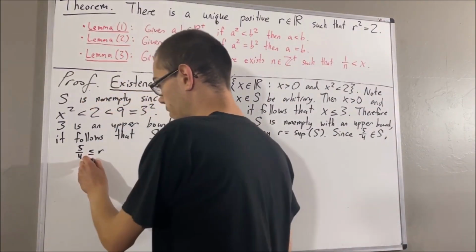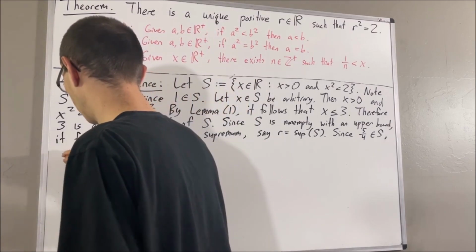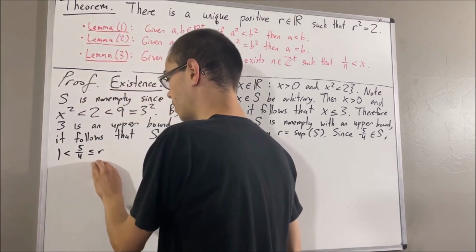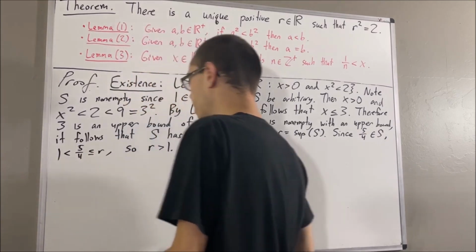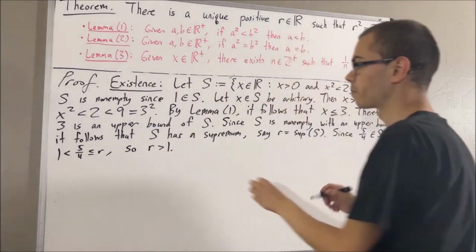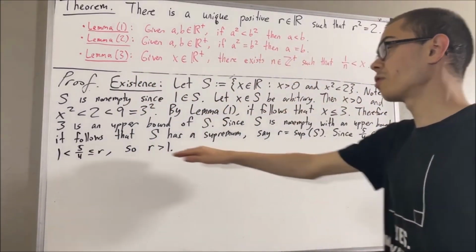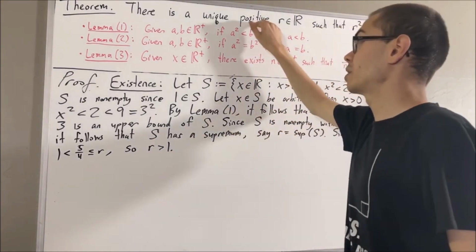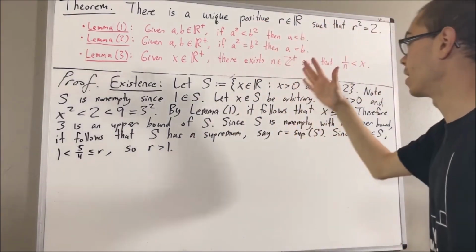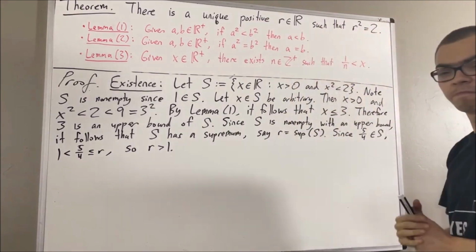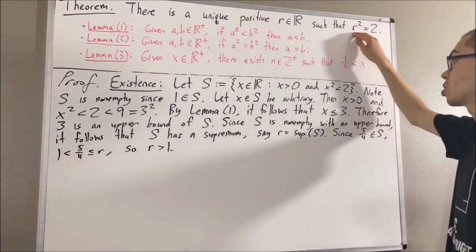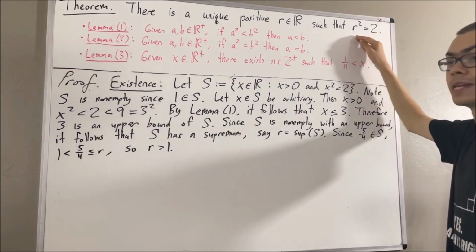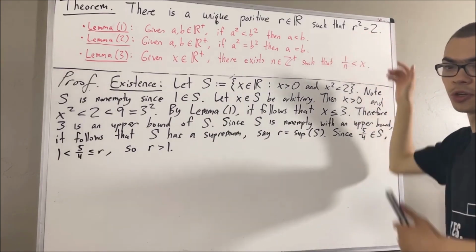We know that 5/4 is greater than 1. So this tells us that R must be greater than 1. Right, so it's going to be useful to know this. So since R is greater than 1, R is positive, so all that's left to show is that R squared is equal to 2. Now, there are three possibilities. Either r squared is equal to 2, r squared is less than 2, or r squared is greater than 2.